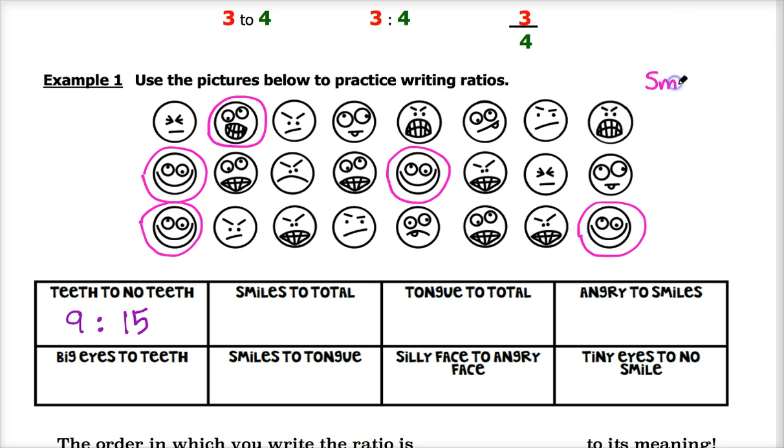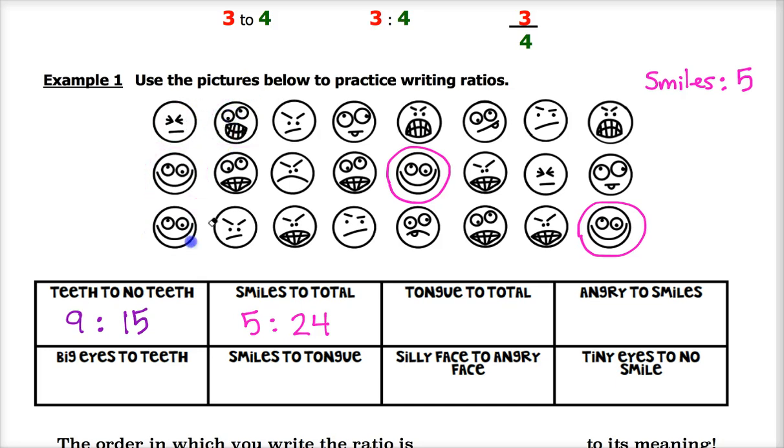You might disagree with me, but the purpose of this is to practice writing a ratio, not to interpret what's a smiling face or not. So we'll say there's 5 smiles, and then we already know the total number of faces is 24. So this ratio is 5 to 24.